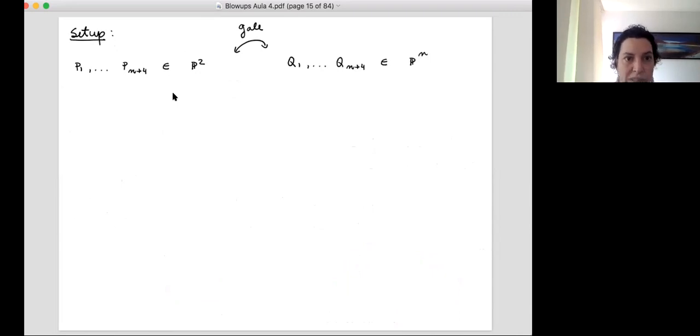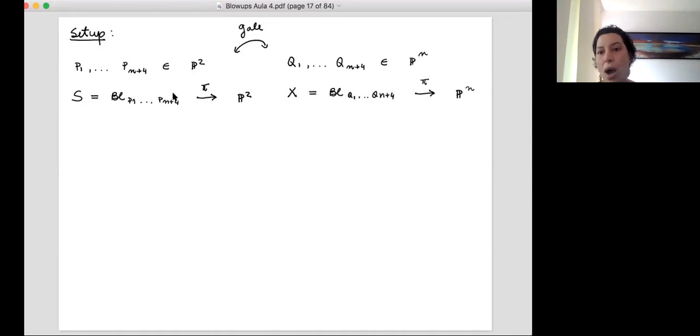So this is the setup. We start with our n plus 4 points in P2. You take the Gale dual points in Pn, and here we are going to be looking at the blow up of P2 at the points Pi and the blow up of Pn at the points Qi. And I hope that we don't confuse these blow ups. So to fix this notation, I'll use different notations for the surface S and for the n-fold X. I would denote by S the blow up of P2 at the points, and I would denote by X the blow up of Pn at the corresponding Gale dual points.